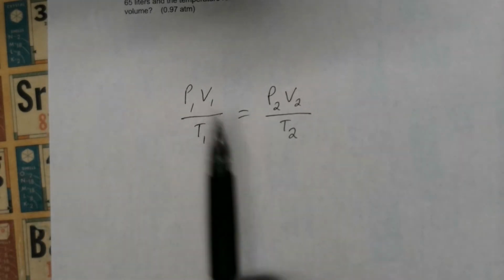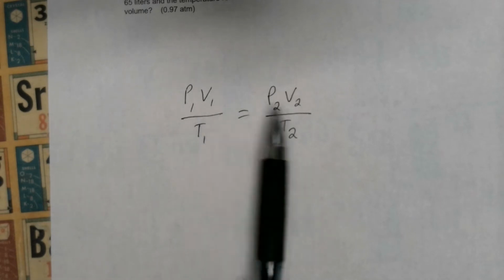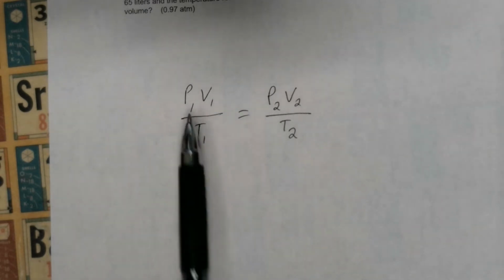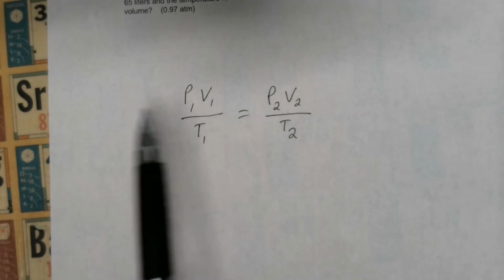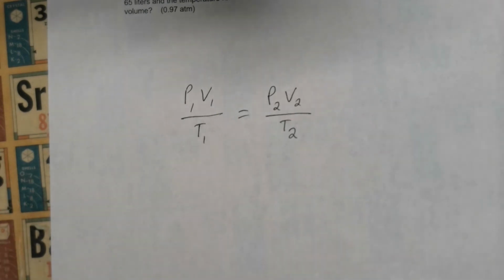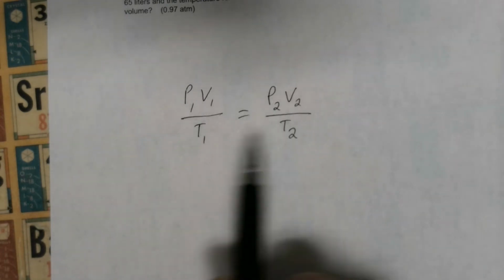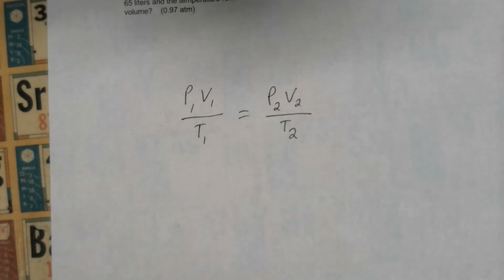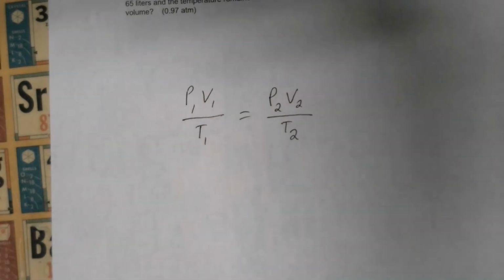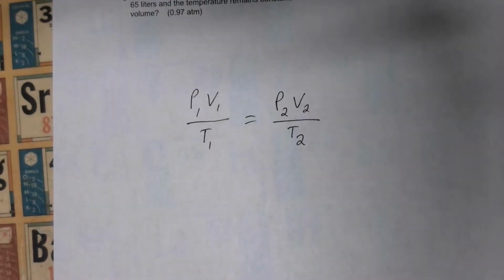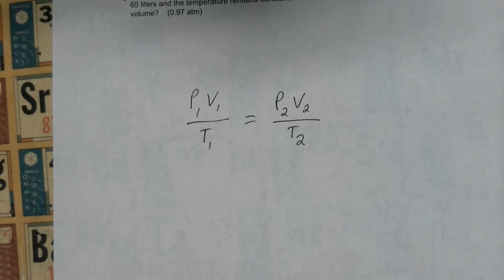So a couple things. First of all, we need to make sure our pressures are in the same units. So they both have to be in atmospheres, or both in millimeters of mercury, or both in kPa, whatever. Make sure that they're the same. Temperatures have to be in Kelvin. Make sure that your temperatures are in Kelvin. If not, then you're going to get the wrong numbers. And then our volumes, most of the time they're going to be in liters, although they could be in other things as well, like milliliters. But most of the time we're going to use liters.